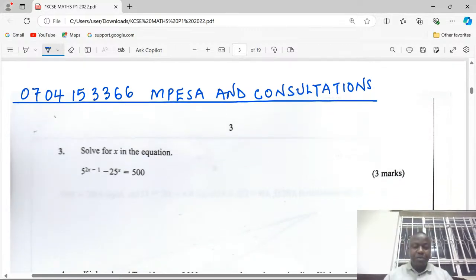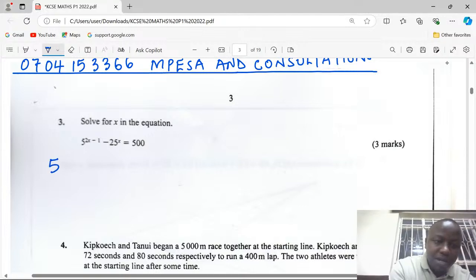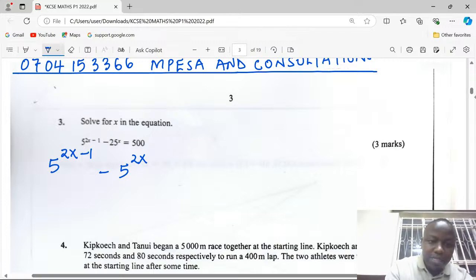We can continue. There is the number 3 here. Solve for x in the equation: 5 raised to 2 minus 2x minus 1, then minus 25x equals 500. The first thing we do in such a question is we put everything to the least base possible. According to this question, we can have everything to base 5, whereby we'll have 5^(2x-1) minus, instead of 25, now we have 5 power 2. There is already x there, so it becomes 2x. This is equivalent to 500.